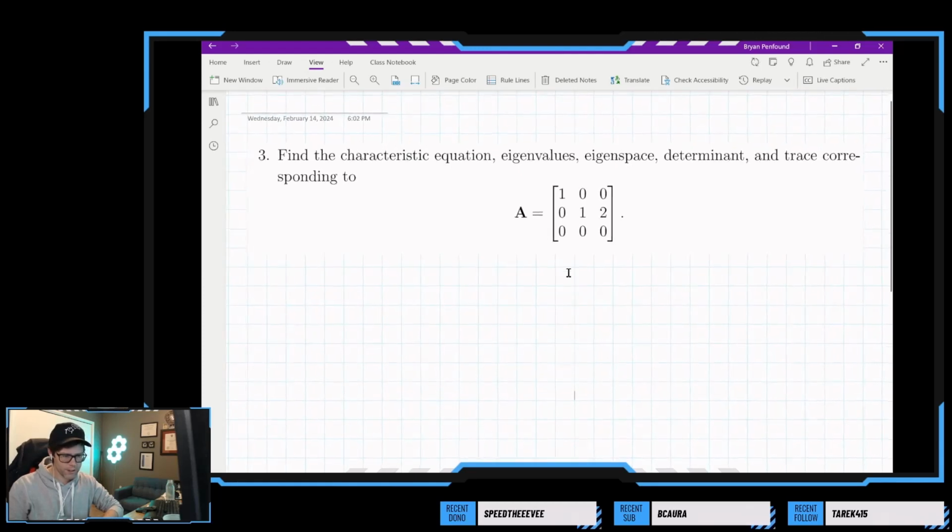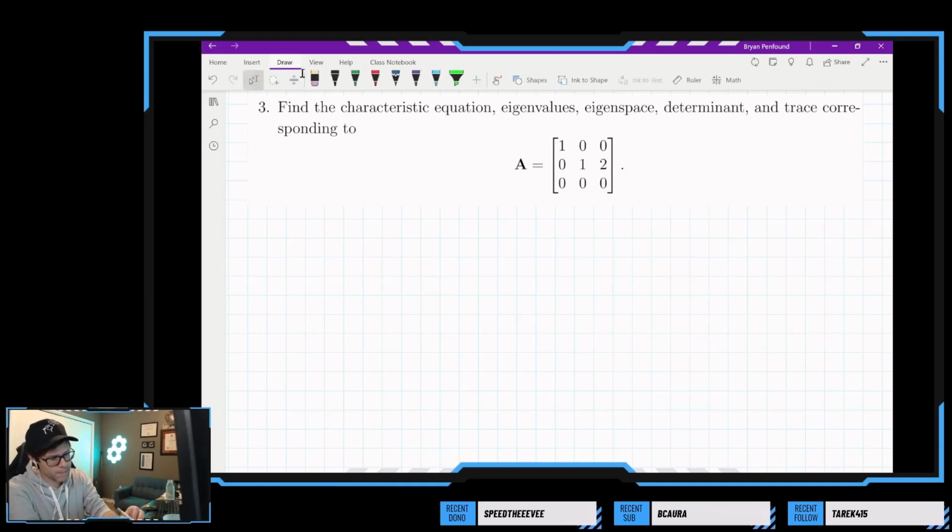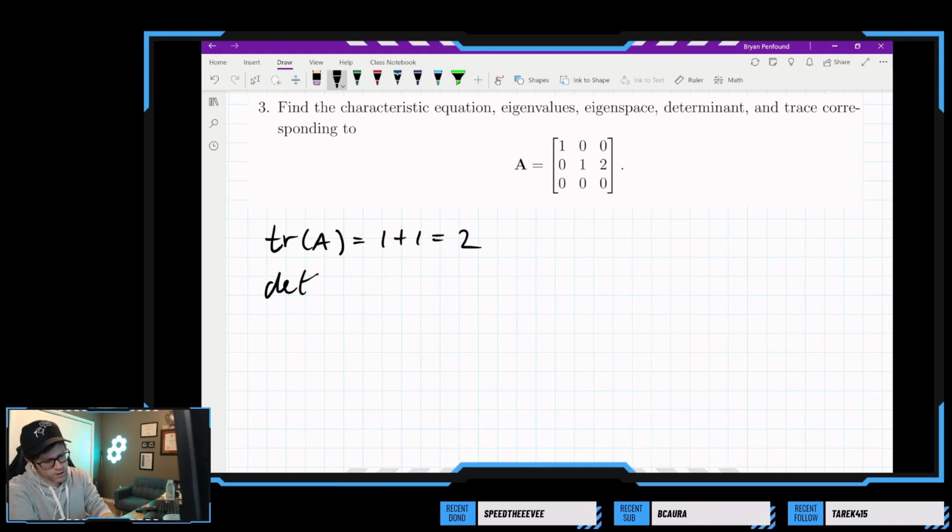So we need to find the characteristic equation, eigenvalues, eigenspace, determinant, and trace of the following matrix. Let's do the easy stuff first. The trace of this matrix is going to be 1 plus 1, which is equal to 2. And the determinant of this matrix, since this is upper triangular, is just going to be 1 times 1 times 0.